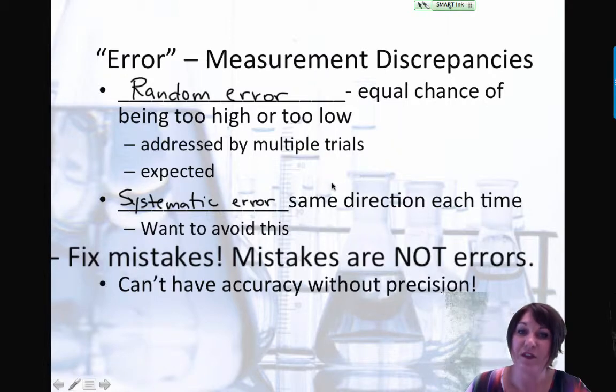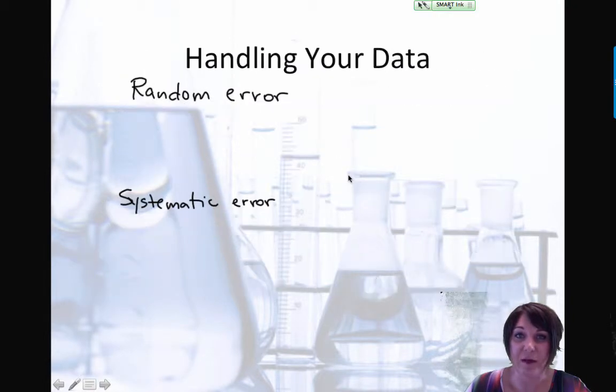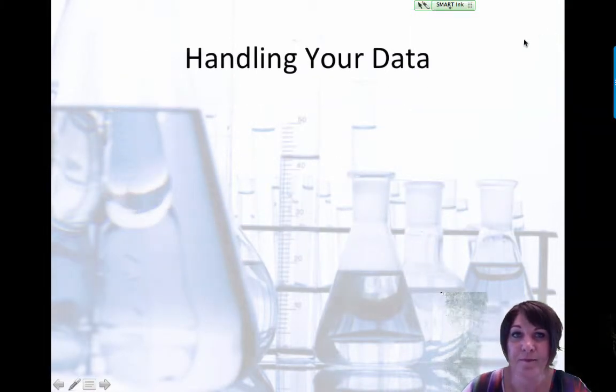If you're not going to be precise in your measurements, then you're not going to be accurate in your measurements either. So fix your mistakes and redo the things that you need to redo. And then we'll have meaningful discussions about measurement discrepancies in your lab report, rather than just a discussion of all the ways you messed up.